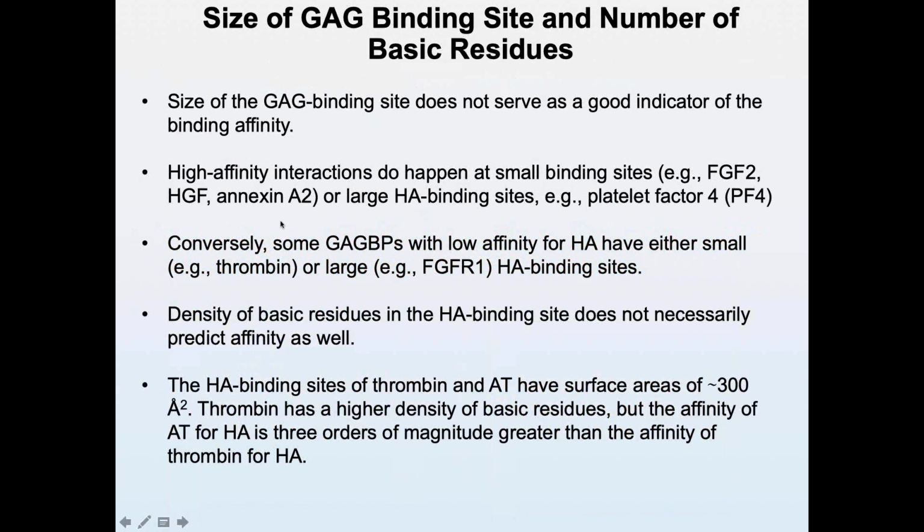And if you compare some of these GAG-binding proteins, let's say AGF and Annexin, even though they have a very small binding site, they have a very high affinity interaction to some of these GAGs. Conversely, you have some of these proteins with a very large binding site. However, they have a very low affinity with these GAGs.